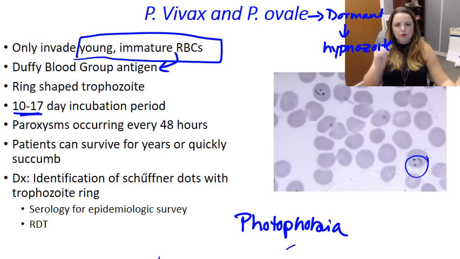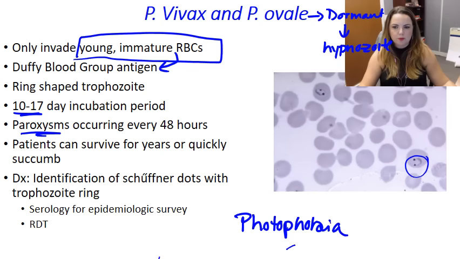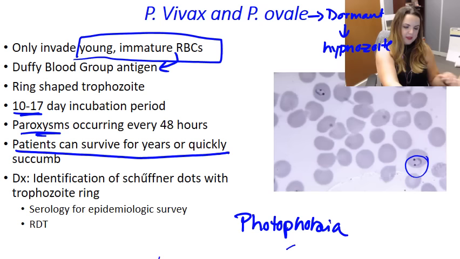And then as the infection progresses, we're going to get a typical pattern of chills and fevers and malarial rigors. And these paroxysms are going to occur every 48 hours, so every 2 days, slightly different from what we saw with P. falciparum. That's basically just based on the life cycle of the parasite, like we talked about with P. falciparum. Patients with P. vivax and ovale can actually survive for years, depending on whether the parasites go into the hypnozoite form, or they can succumb really, really quickly.